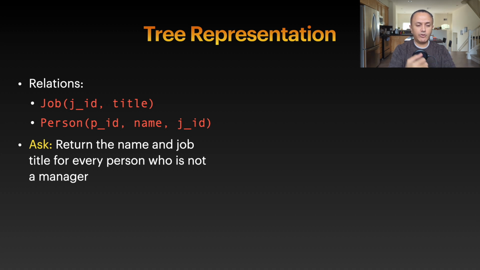So we want to return the name and the job, right? So somehow we want to combine things from different tables. But we don't want to combine all the different combinations. We want things that actually correspond to each other. So we're going to start with the person and the job relations, and we're going to join them using the job ID in this case. So this will combine the corresponding rows from person and job.